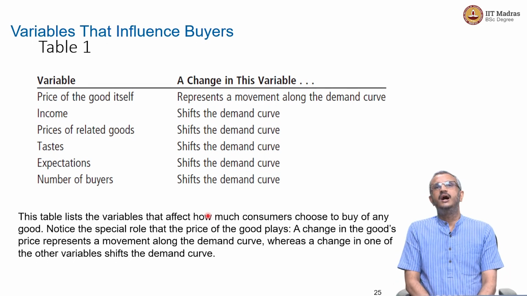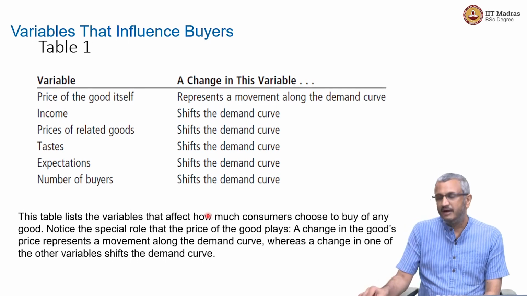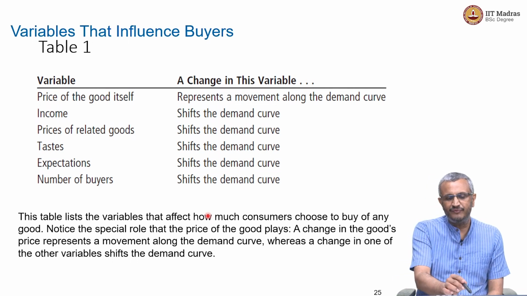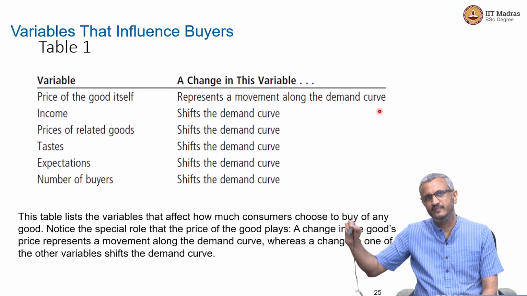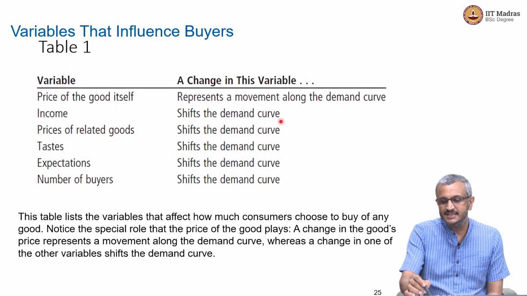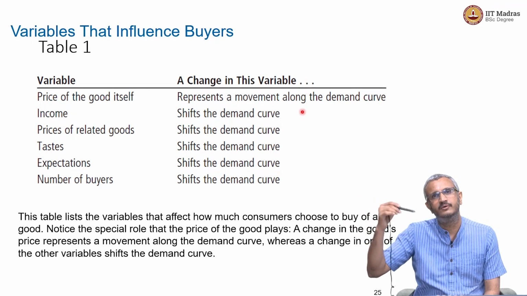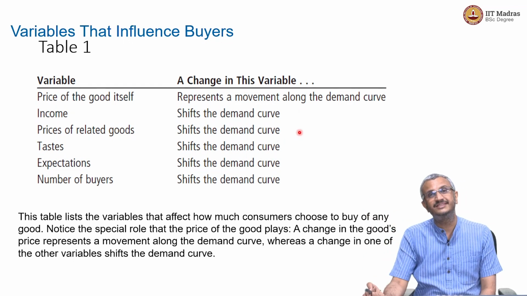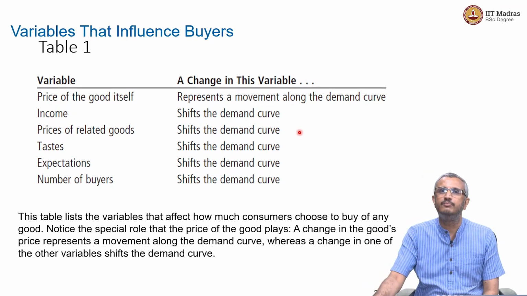So how do we summarize these variables? We can summarize our discussions in this table. When the price of that good itself varies, it represents a movement along the demand curve. When income changes, the demand curve shifts, because your constraint is now eased. With the price of related goods, your demand curve shifts because you can then consume some other good more.